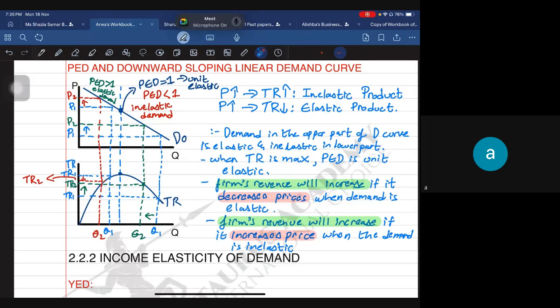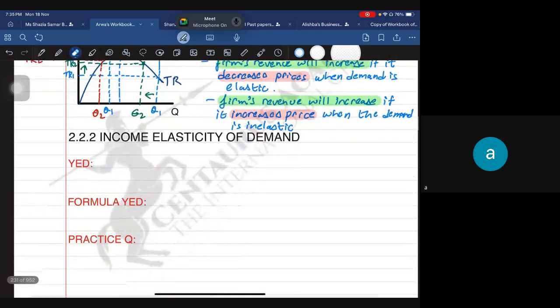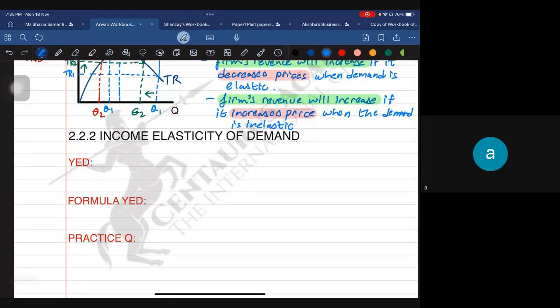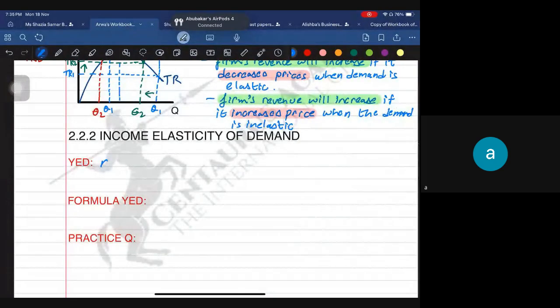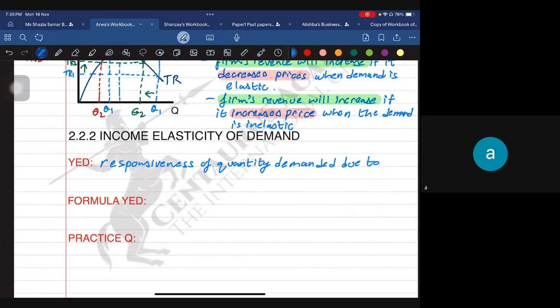Okay, coming back very quickly. So, income elasticity of demand. What is income elasticity of demand? This basically talks about how income is going to have an effect on the quantity demanded. It says that when income increases, the quantity demanded will increase, and when income decreases, the quantity demanded will decrease. So it is the responsiveness of quantity demanded to a change in income.